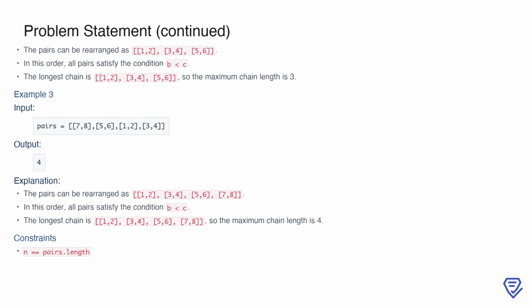Let's consider another example. If the input is pairs equals 7, 8, 5, 6, 1, 2, 3, 4, the output is 4. By rearranging the pairs, we get 1, 2, 3, 4, 5, 6, 7, 8. In this order, each pair satisfies the condition that the second element of the current pair is less than the first element of the next pair. This means we can use all four pairs to form the chain, leading to a maximum chain length of 4. The key here is that the pairs can be rearranged to find the longest possible sequence, as long as they follow the rule B less than C.